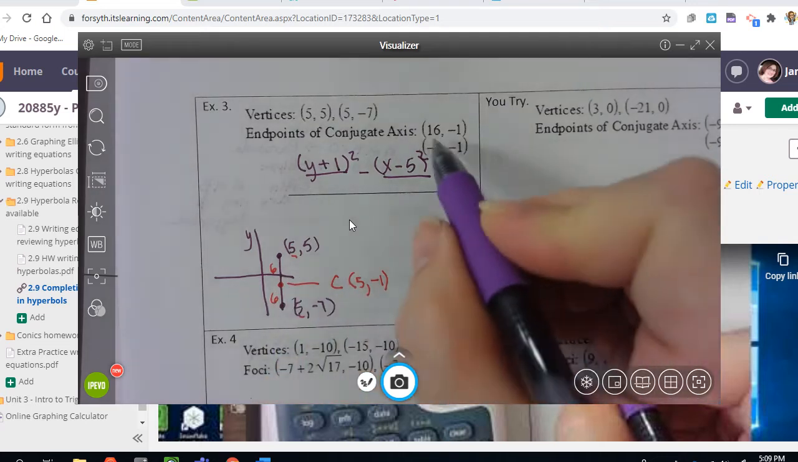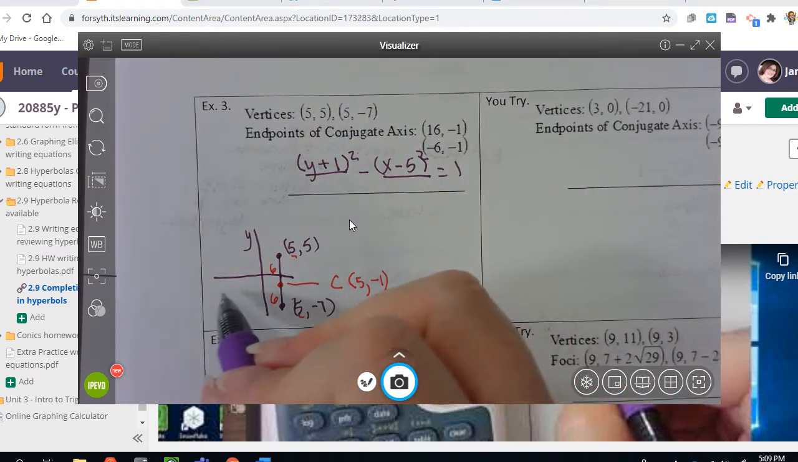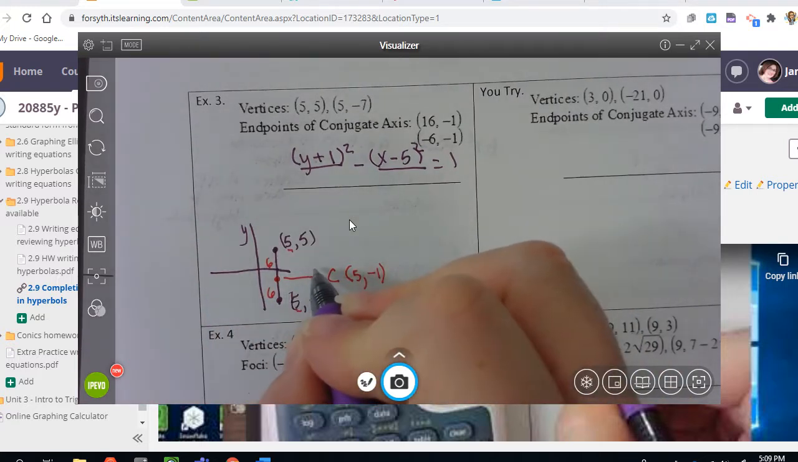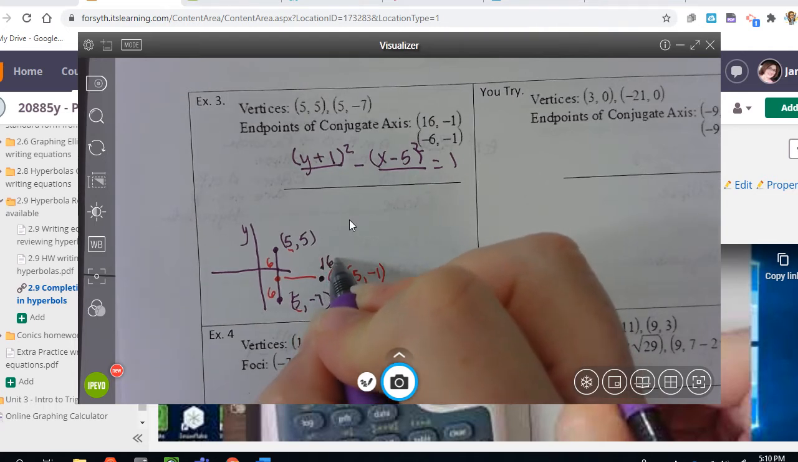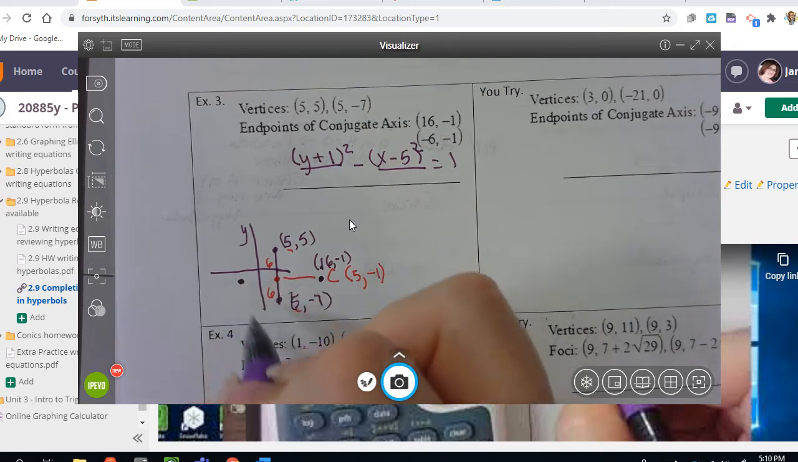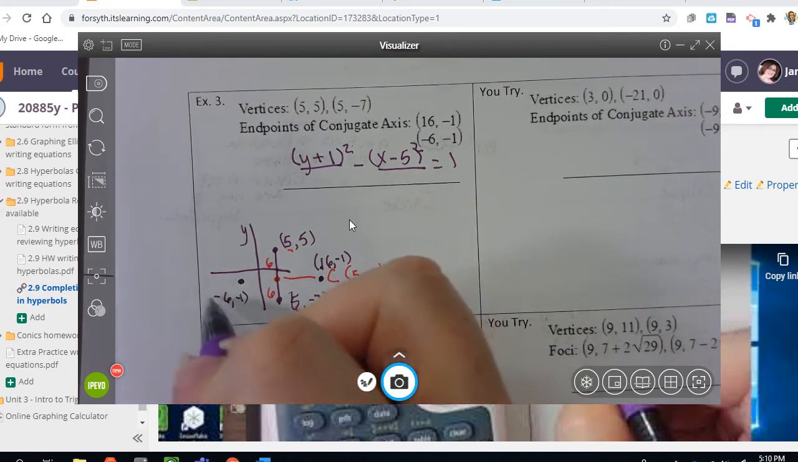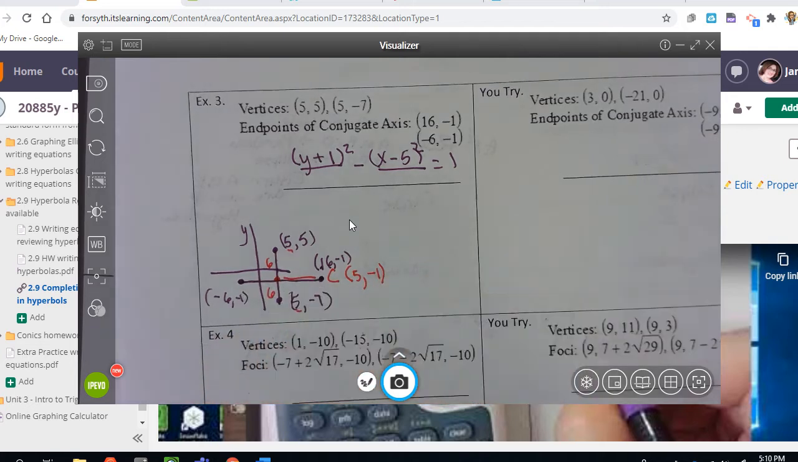The next thing I'm going to do is say the conjugate axis is right here. Wow, it's crazy big. All right, so the conjugate axis is at positive 16, so that's somewhere up here, 16, negative 1, and then the other one is down here at negative 6, negative 1. And this one is something what it looks like, okay?